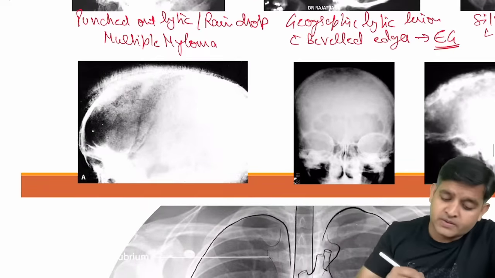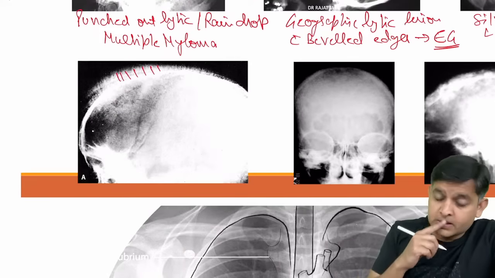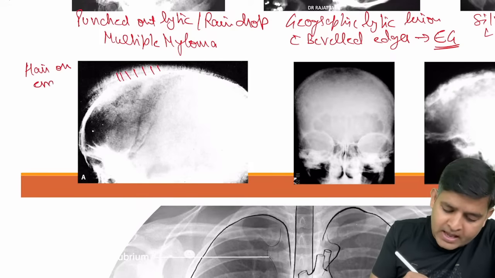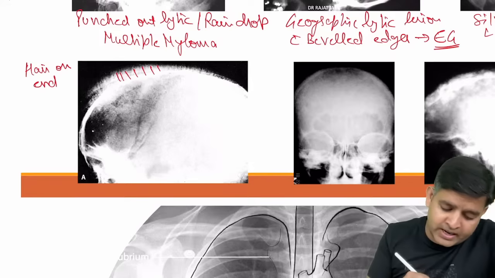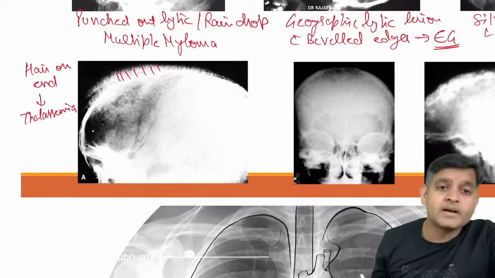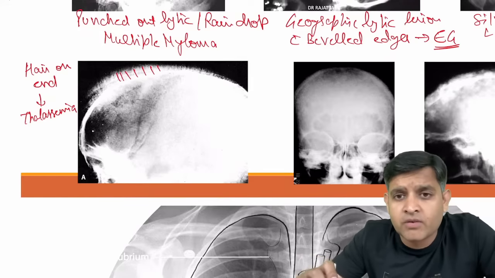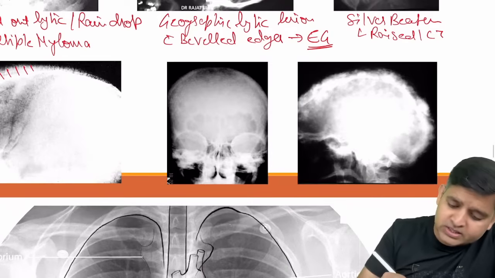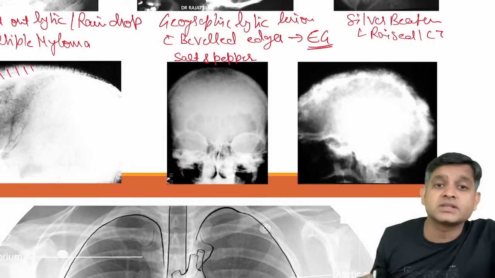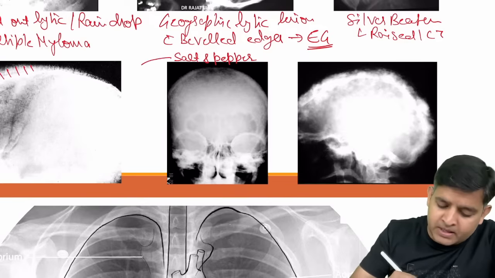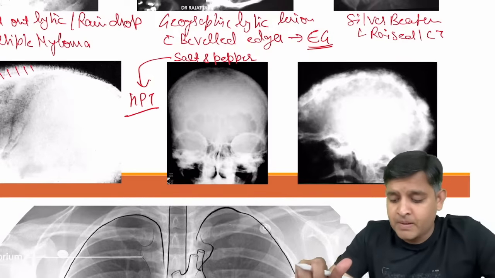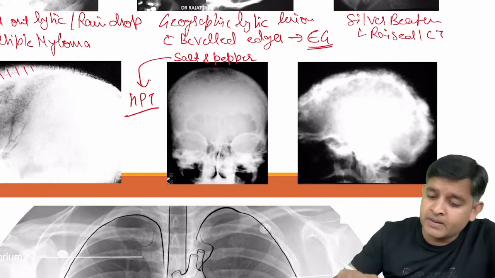Whereas, what do you see this? This is called as hair on end appearance. Hair on end appearance is a feature of thalassemia. Whereas, what do you see this? This is called as salt and pepper appearance, which is a feature of hyperparathyroidism.